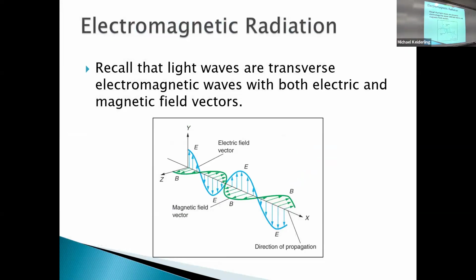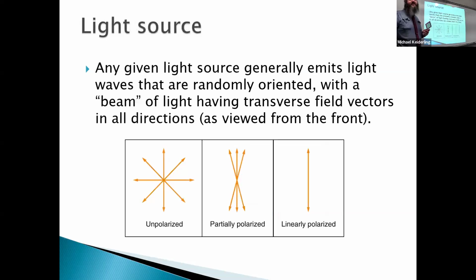So remember that light waves are transverse electromagnetic waves with both electric and magnetic field vectors. And so these electric field vectors can be aligned any which way. A given light source generally emits light waves that are randomly oriented, every which way. But they can be more or less aligned or linearly polarized like this. This is a polarizing filter.